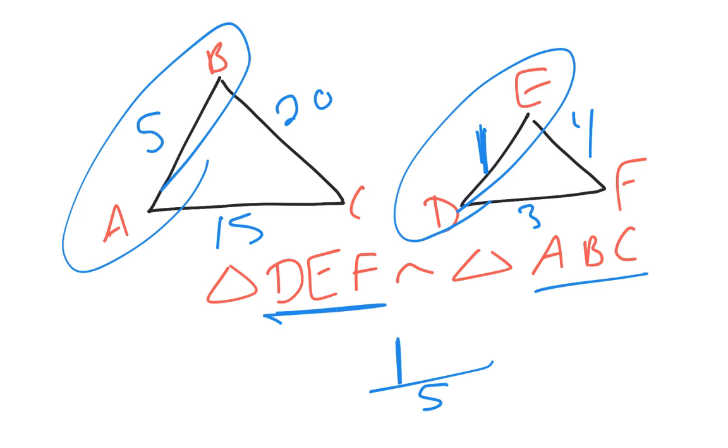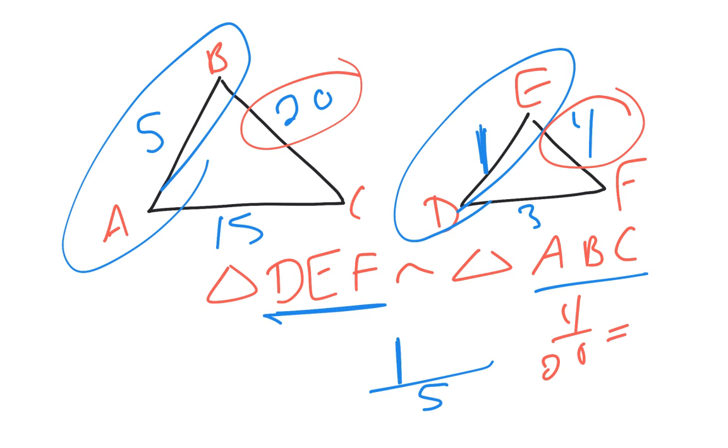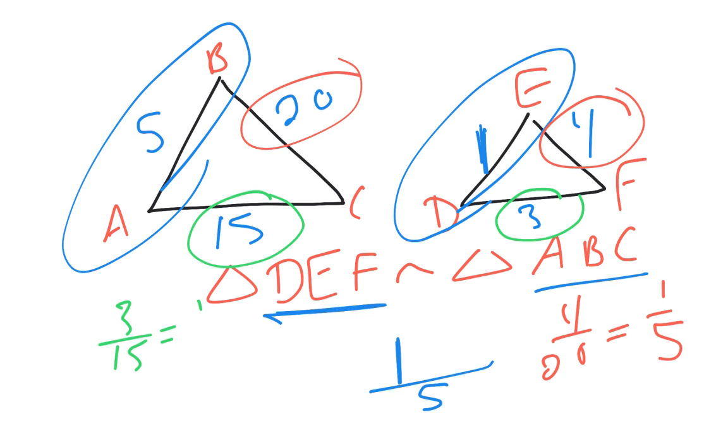You don't have to worry about the other numbers? Other numbers will always work as well. So this one is 4 over 20. 4 divided by 20 reduces to 1/5. They will always reduce to the same thing. 3 over 15 reduces to 1/5. It will always be the same, no matter which side you pick, as long as the sides match up. If the sides don't match up, you've picked the wrong ones. But they match, like DE goes with AB.